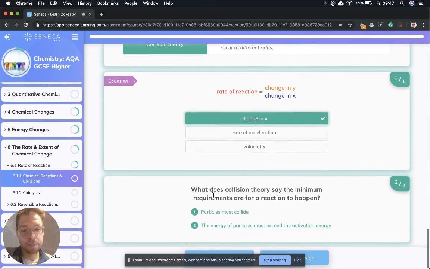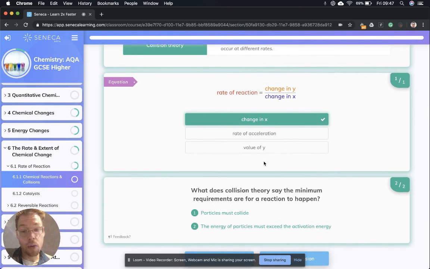And finally, what does collision theory say the minimum requirements are for a reaction? Two things: particles have to collide, and the energy of the particles must exceed the activation energy.